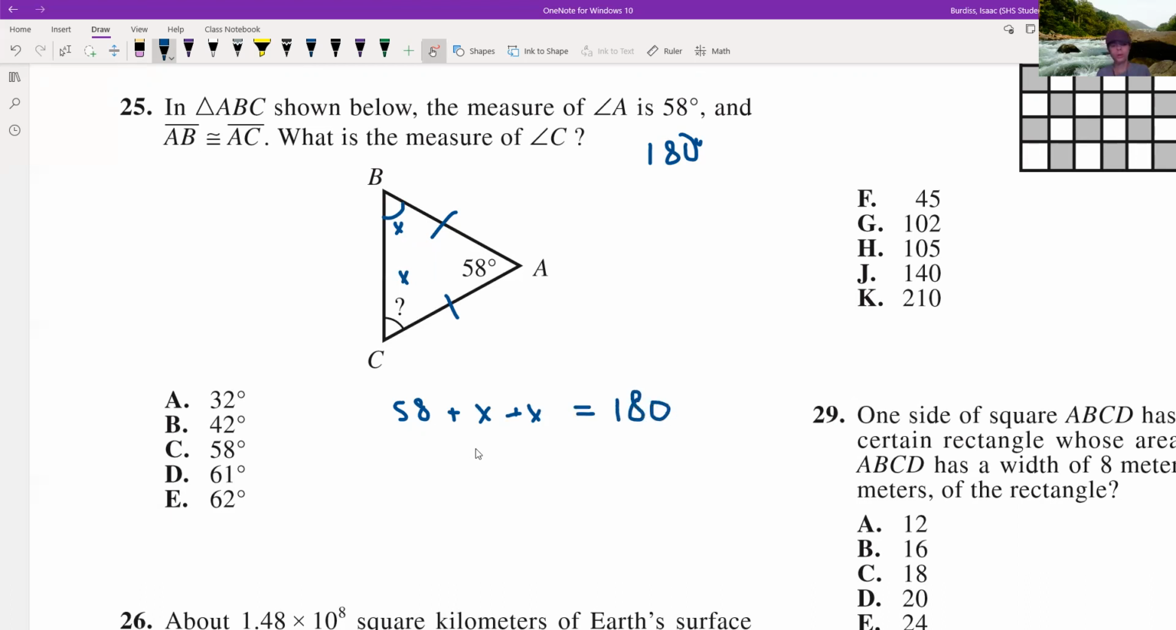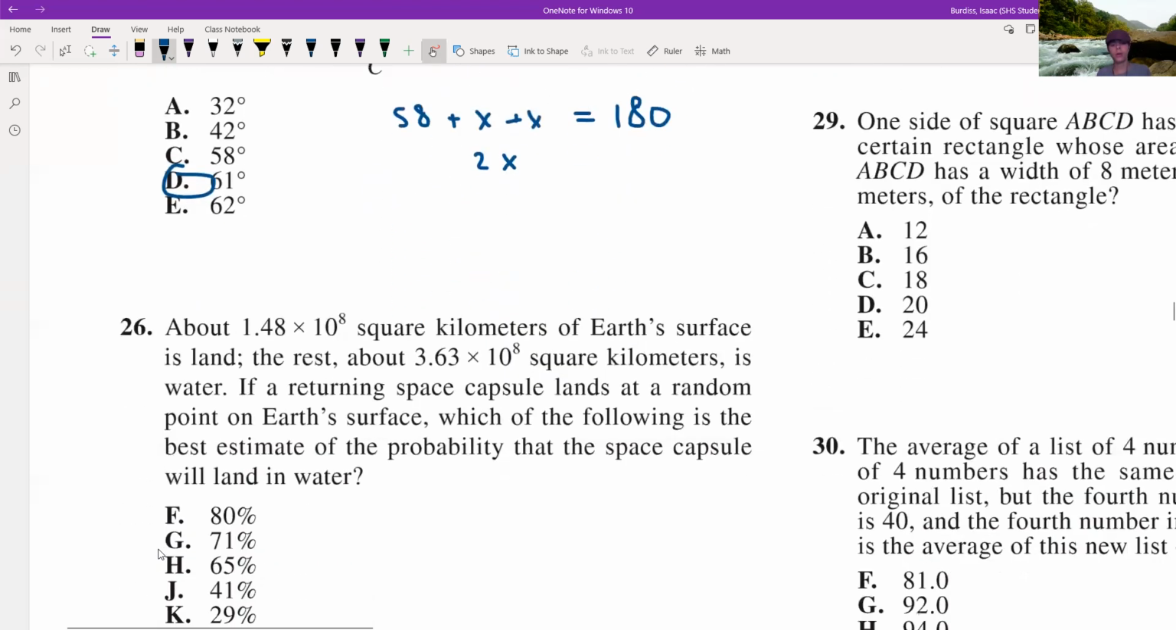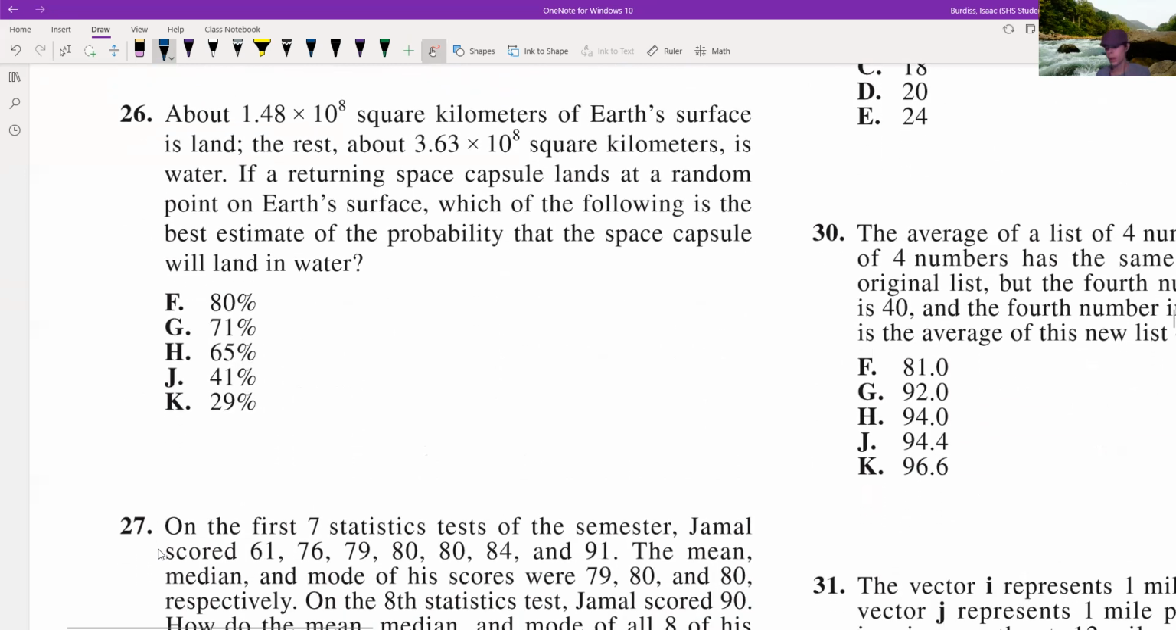And you would make this 2x, and then when you solved for x, that would be 61 degrees. Assuming you know how to do algebra. Sorry, I can't go through that that quick.